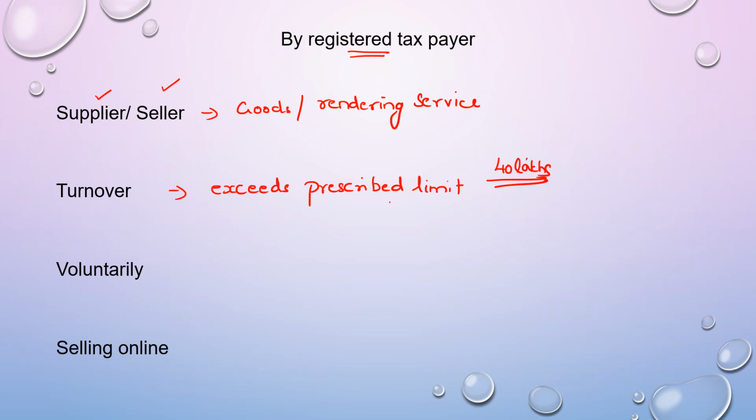Now this prescribed limit has to be referred from time to time. So far it has been 40 lakhs. Further, you might ask whether a person can voluntarily register. Yes, that is also allowed. If a person feels that his turnover is likely to exceed, then he might even register himself voluntarily. Even before his turnover exceeds 40 lakhs, still he can voluntarily register himself under GST and get a GST number as well. So that is also possible.